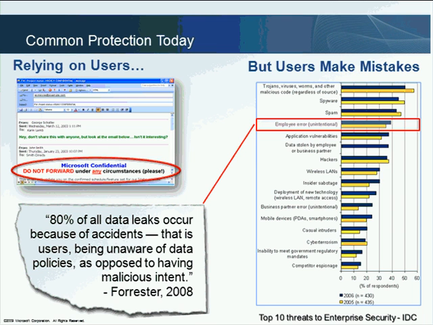So, common protection today. If you see the slide over here, you will often see such kind of mails from your internal corporate connections, like one which says Microsoft Confidential, do not forward under any circumstances. 80% of the data leaks occur because of accidents, that is, users being unaware of data policies as opposed to having malicious intent. Many times you want to send some information to one user, but by chance you add additional users, or you forward a mail to the DL, and once you click on send, you have no control on that mail.